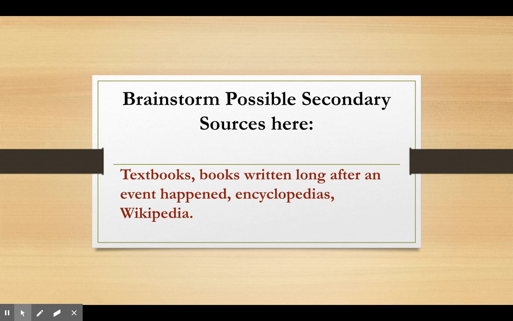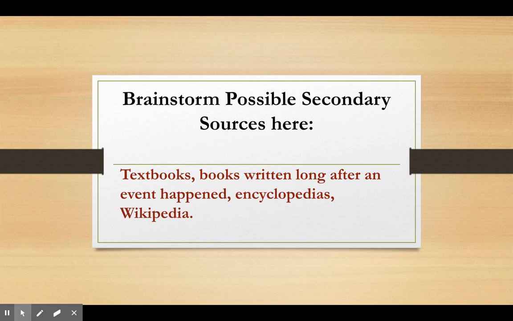Encyclopedias are secondary sources. You don't even know what an encyclopedia is. You're too young. I used to have to look things up in the encyclopedia. Oh my Lord, that was hard because I could not spell. So finding things in the encyclopedia, which was alphabetical, was extremely hard. And Wikipedia is also a secondary source.